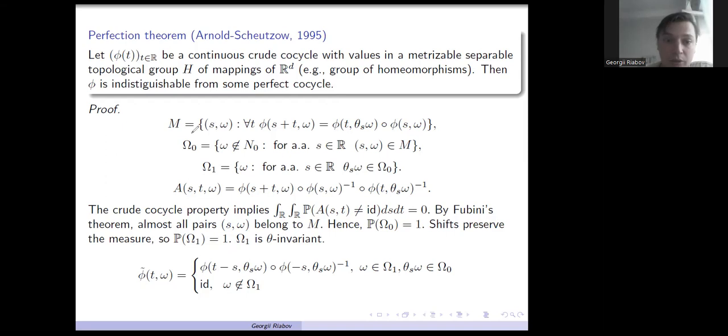Okay, now for the proof, let's consider the set M. This is the set of all pairs (s, omega) for which the cocycle property holds for all t.